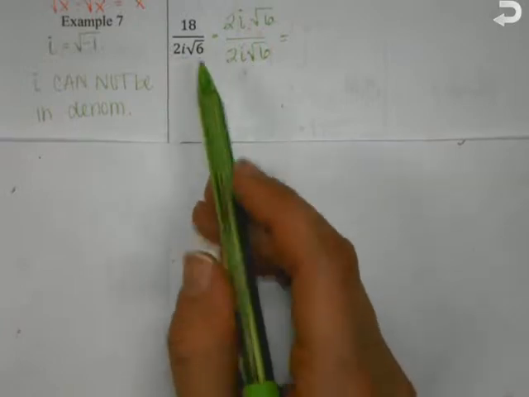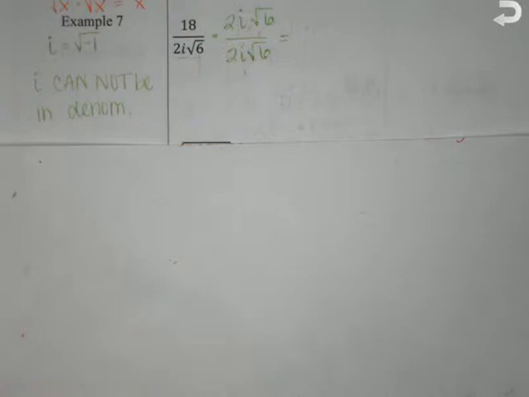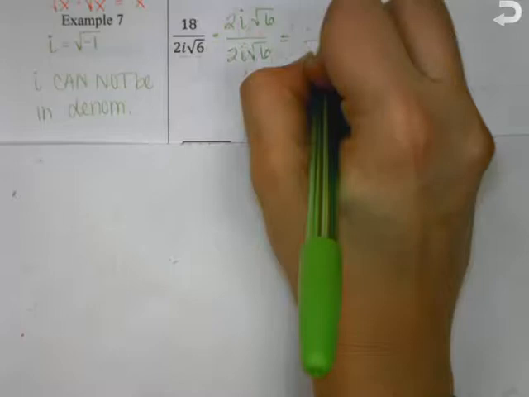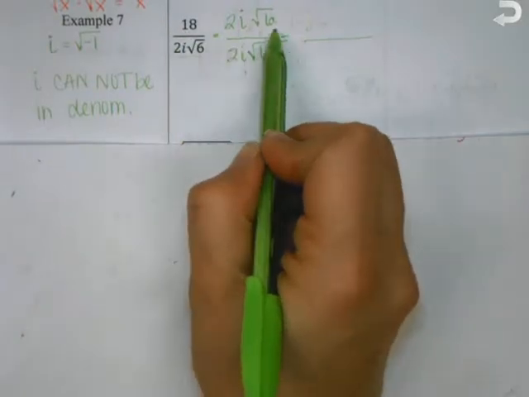So let's look at the top first. 18 times 2I root 6. 18 times 2 gives me 36, so that gives me 36I root 6. We are allowed to multiply whatever we want.